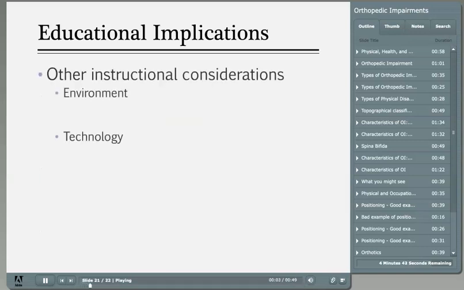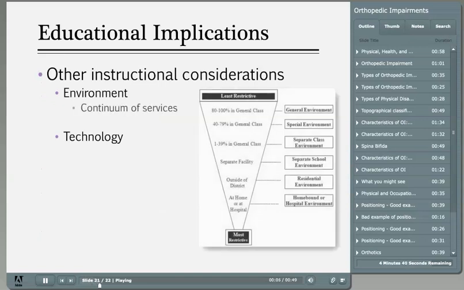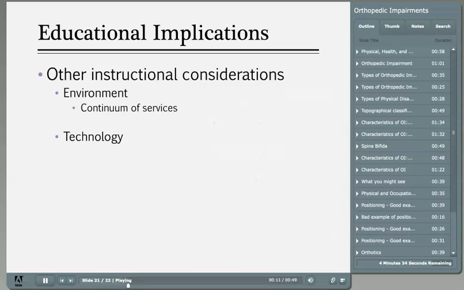Environmental implications include providing a continuum of services when planning placements and supports for students. Strategically plan the classroom environment to avoid physical barriers and encourage mobility. And also make sure materials and activities are all accessible.